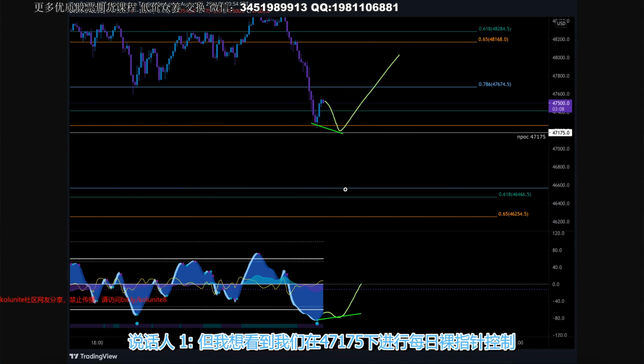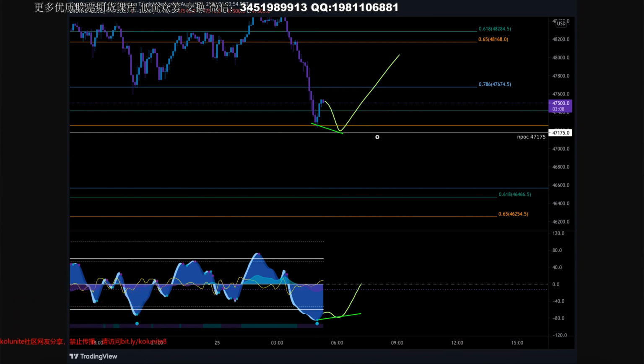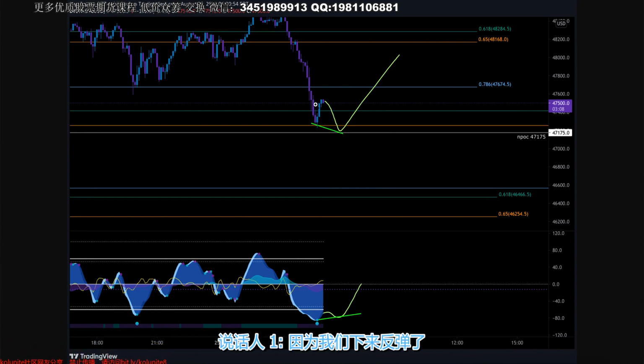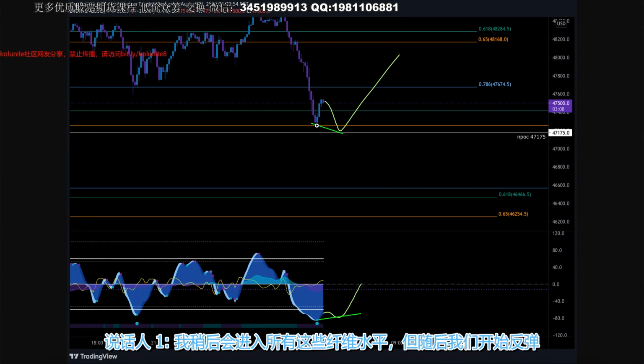But I wanted to see us come down to this daily naked point of control at 47,175 because we came down, bounced off the 0.65 fib level. And don't worry, I'll get into all these fib levels later. But then we started to get a bounce.